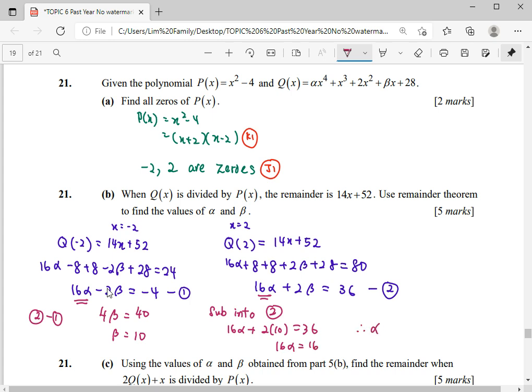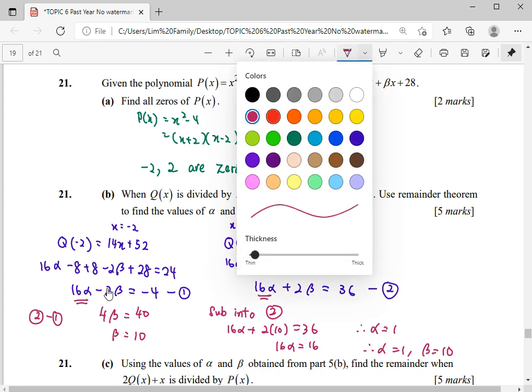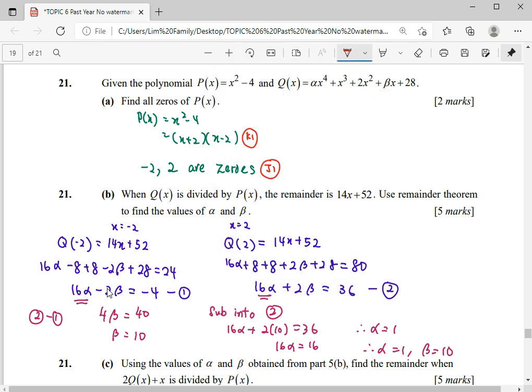So alpha is 1, therefore beta is 10. So this is how we use our theorem to solve the simultaneous equations to find out alpha and beta. The same we can do here. You can see this is the concept, how we apply our remainder theorem and form our simultaneous equation.